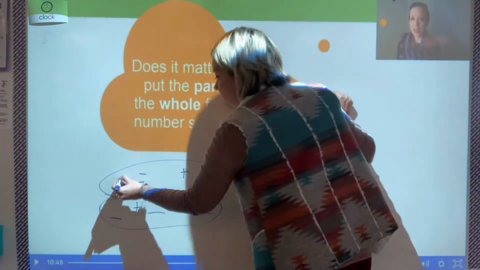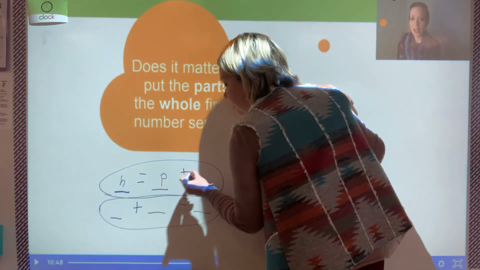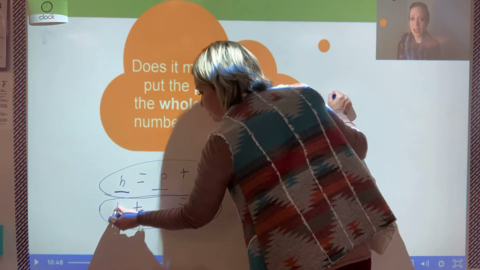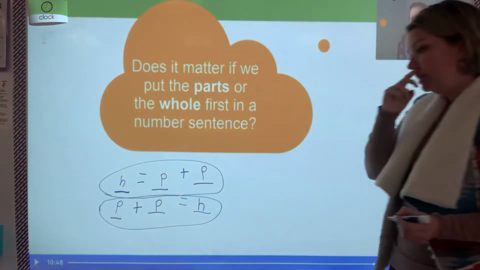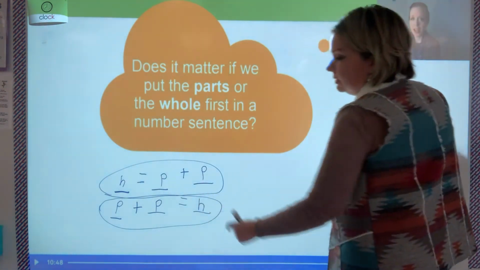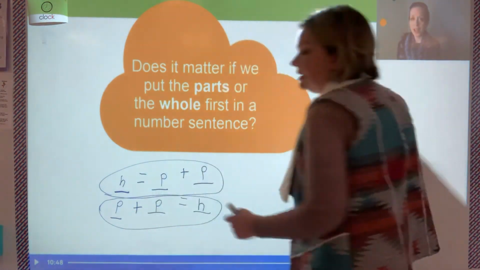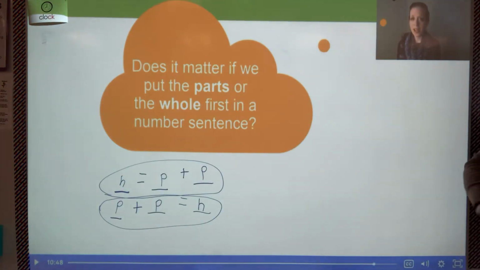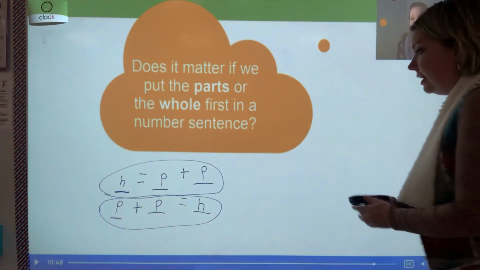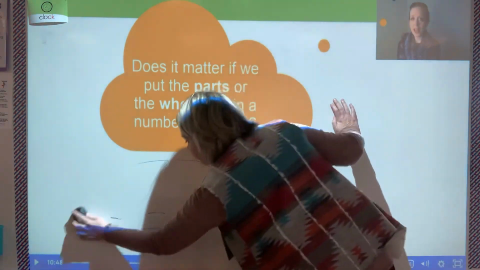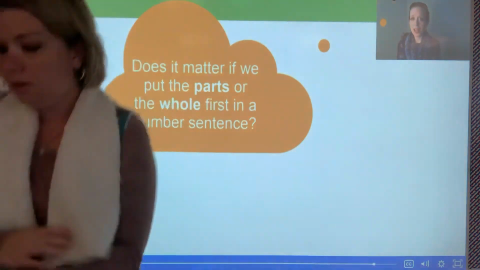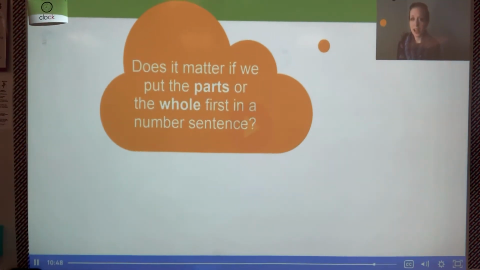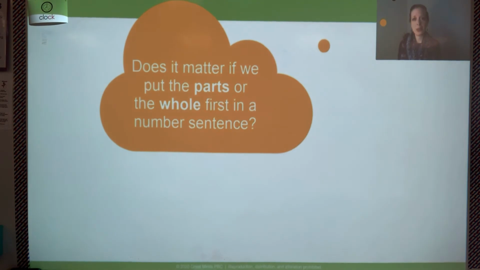You could write whole, part, part, or you can put the parts and then the whole. As long as the whole is next to the equal sign and the parts are on either side of the plus sign, it does not matter. Okay. Let's listen one more time. Pause the video and tell someone in the room what you think.